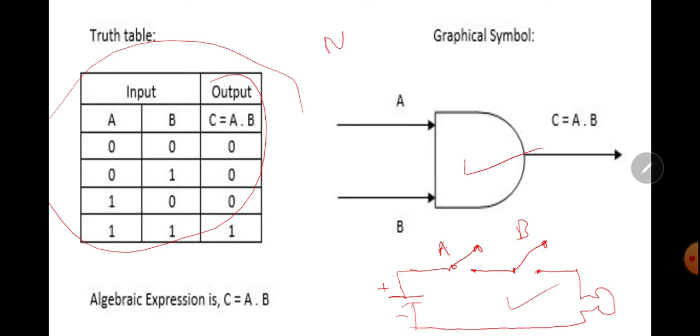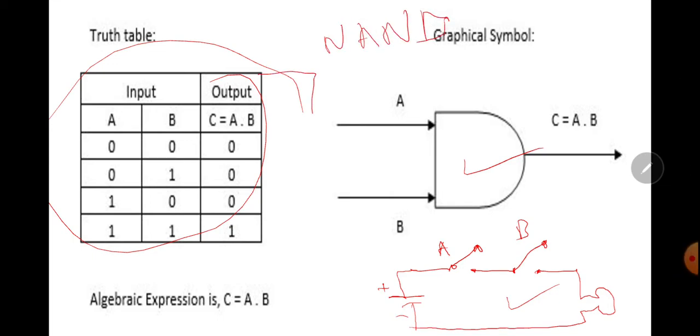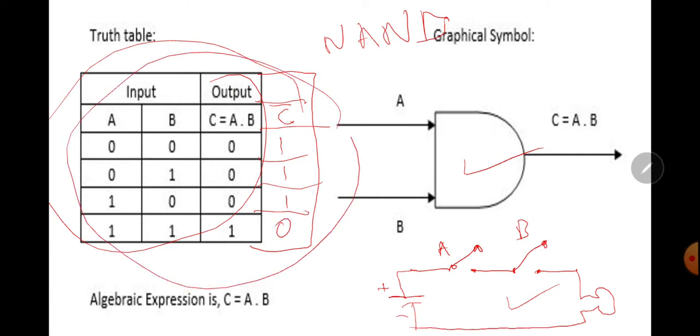If we want to convert it into NAND gate, we will draw another column, writing the same table, and here C prime will be considered. 0 1 1 1 0. So this table will become the truth table for NAND gate.